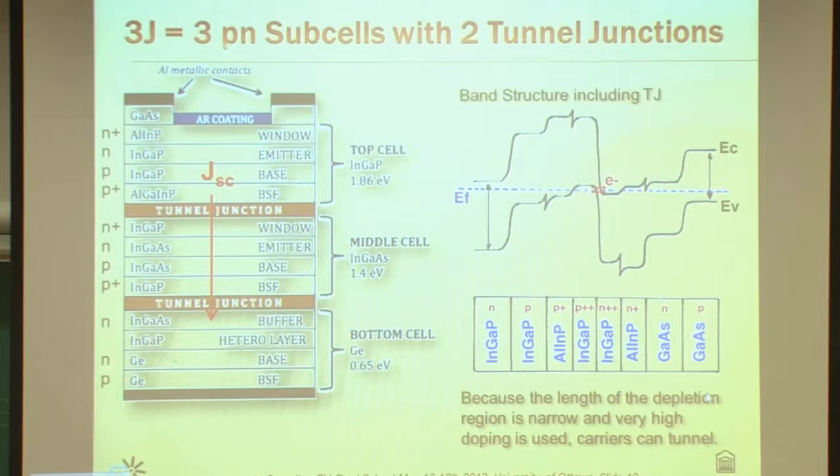There's a very small voltage drop from those tunneling junctions. You want to try to design that to be as minimal as possible and be able to conduct the high currents that you need to flow through this cell.